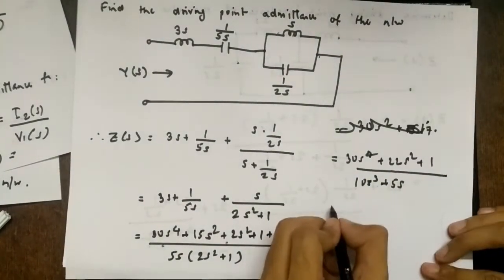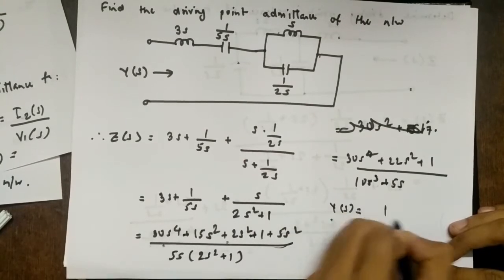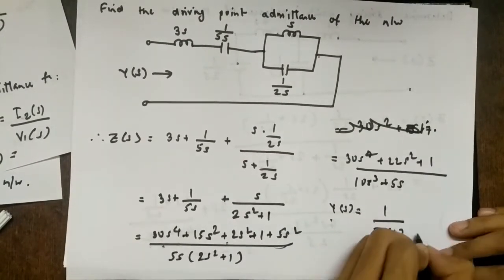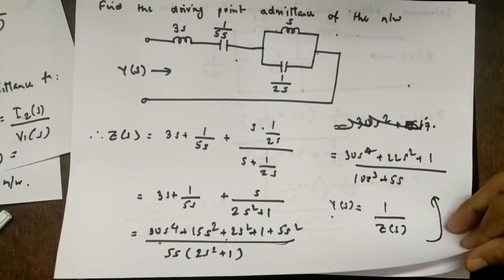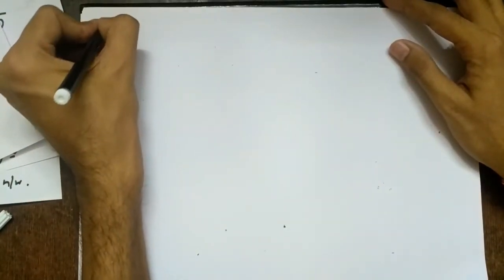Right? So what will be Y of S? 1 by Z of S. So it is just the inverse of this, right? That you can do. So as I said, these are very simple trivial sums. So let's go to the next question.